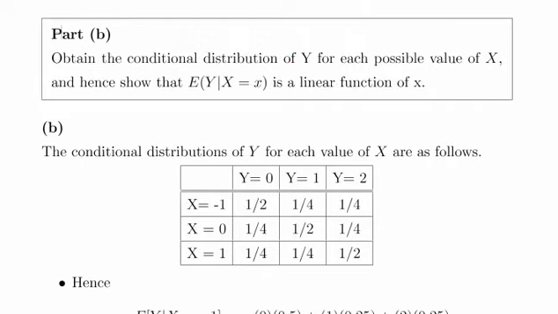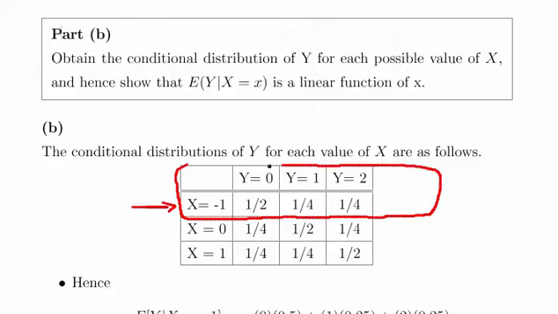Moving on to part B, obtain the conditional distribution of y for each possible value of x, and hence show that the expected value of y given each value of x, the conditional expectation, is a linear function of x. So what I'm going to do first is concentrate on x equal to -1, and focus in on that part only.